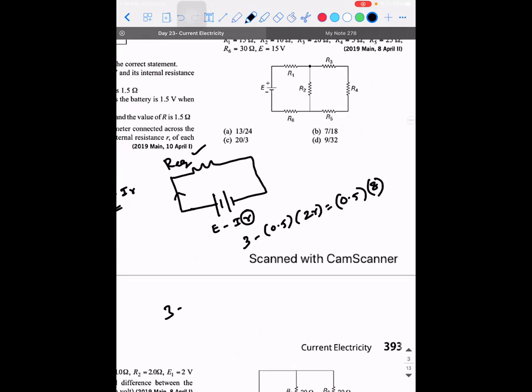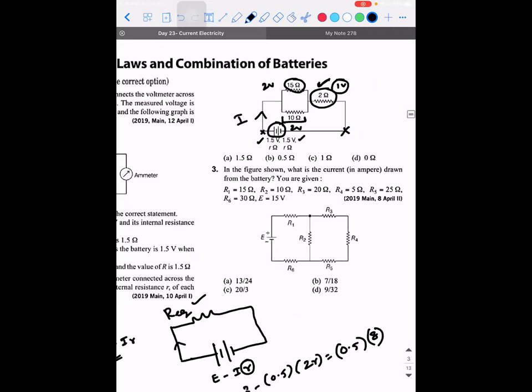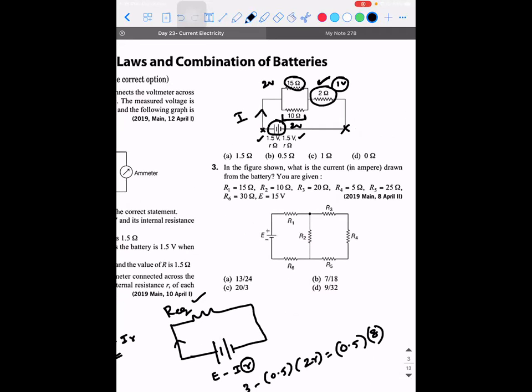So 3 minus R is 4, so R is minus 1. I'm getting a negative value. I don't think that is possible. Let me check. So what is the problem number? 2, sir. Did I miss something? The answer is given right only.